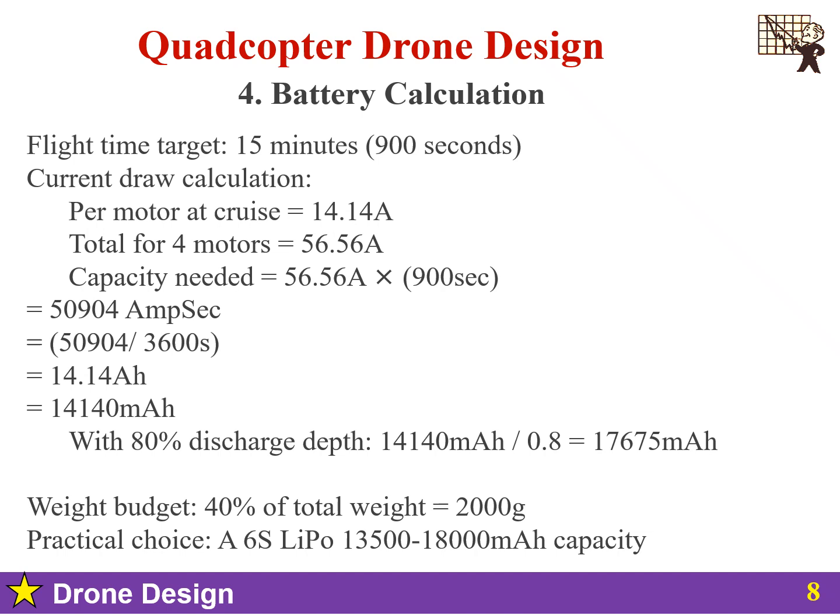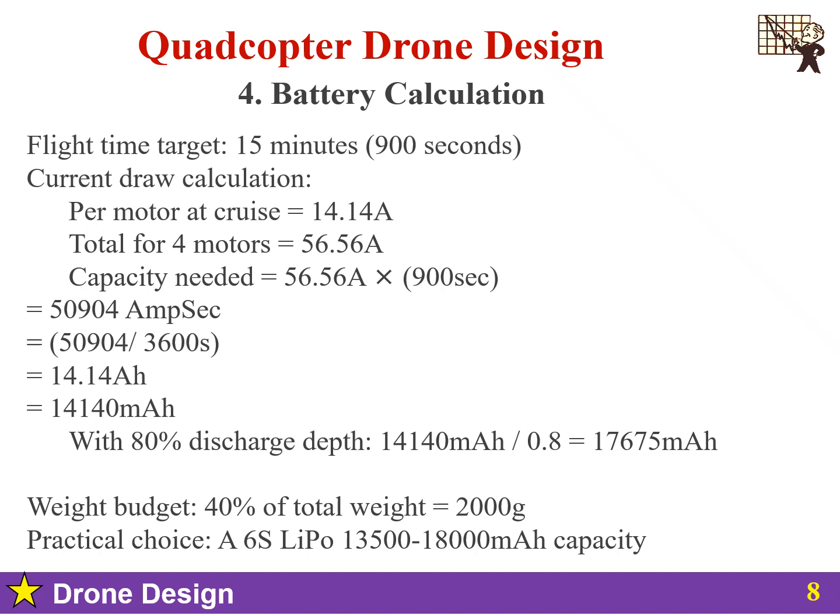Battery selection strategy. Practical choice: 6S LiPo, 13,500 to 18,000 mAh capacity. Why this range rather than a specific number? 13,500 mAh, lighter option, approximately 1100 grams, provides 12 to 13 minutes of flight time, allows heavier payloads. 18,000 mAh, heavier option, approximately 2100 grams, provides a full 15 plus minutes, reduces payload capacity.